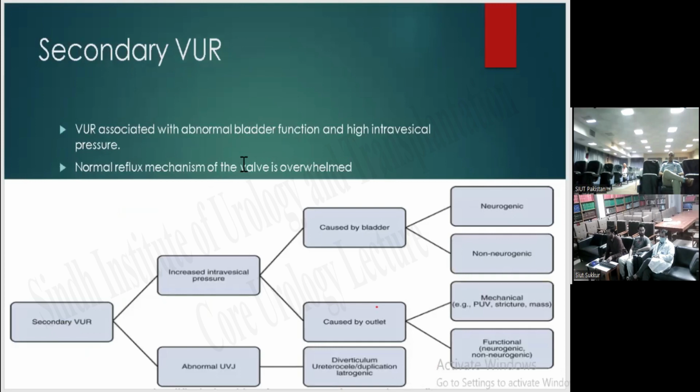Secondary VUR is associated with abnormal bladder function and high intravesical pressure. The normal flap valve mechanism of the wall is overwhelmed. Secondary VUR is caused by increased intravesical pressure from bladder dysfunction, neurogenic and non-neurogenic. It is also caused by outlet obstruction, mechanical such as posterior urethral valves, stricture or any mass, and by abnormal ureterovesical junctions due to diverticulum, ureterocele, duplication, or iatrogenic causes.